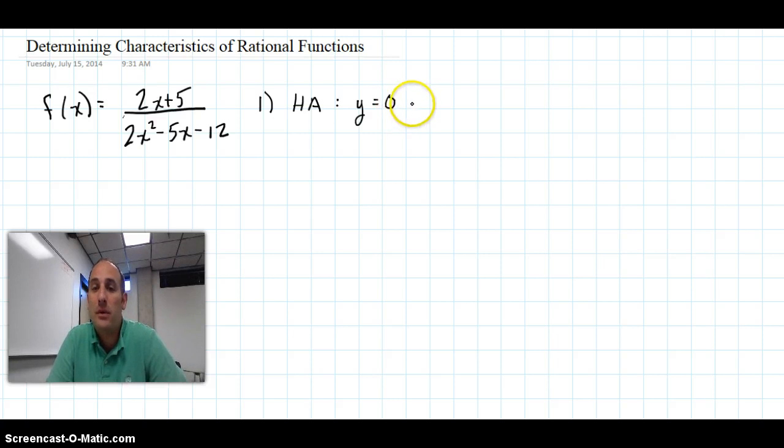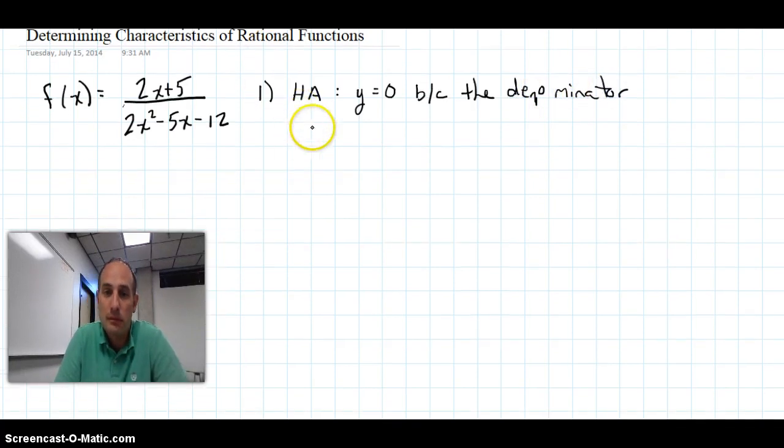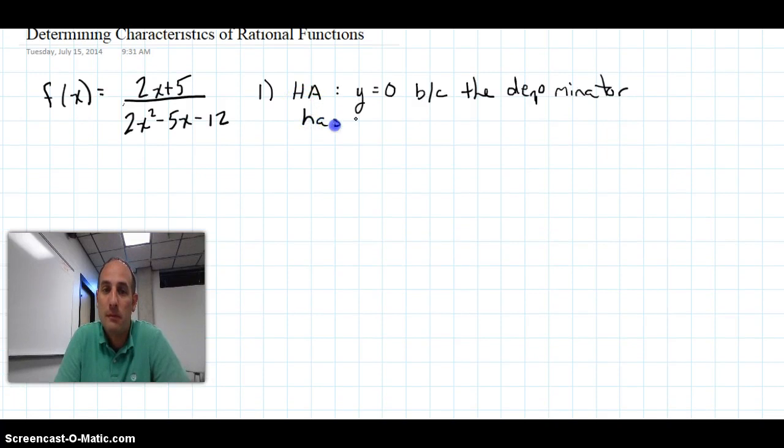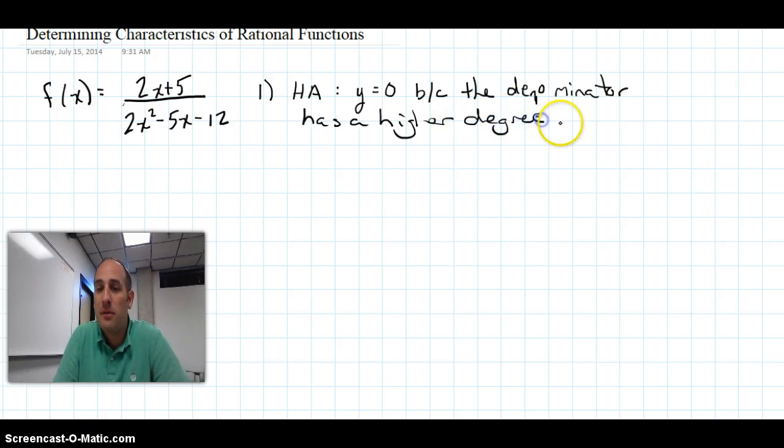Y equals 0, and the reason for that is because the denominator has a higher degree than the numerator, meaning the exponent on the bottom is bigger. That's the quick and easy way to talk about that.